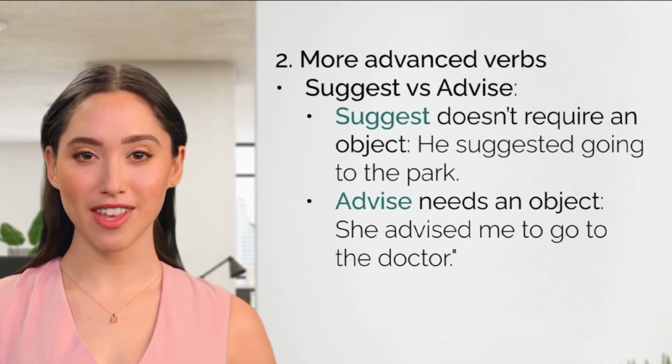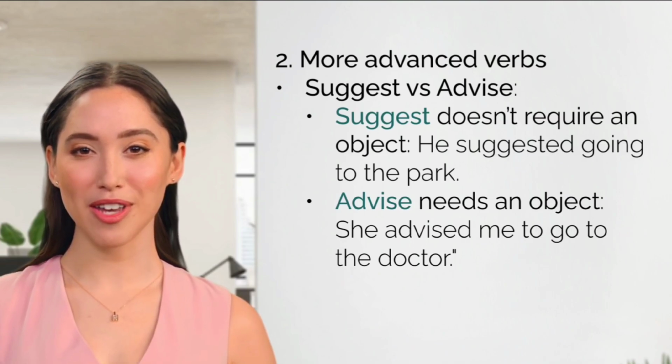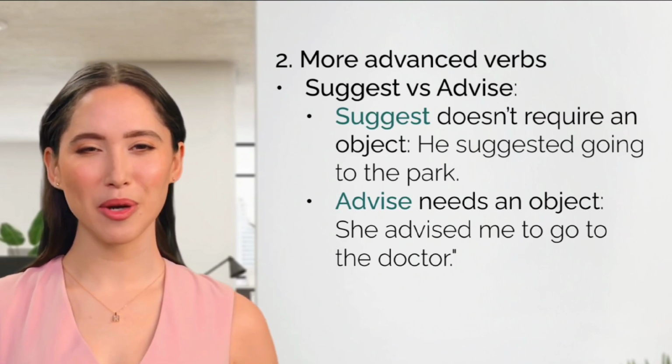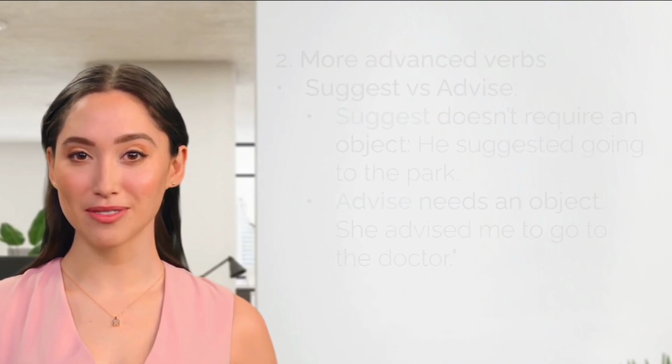2. More advanced verbs. Suggest versus advise. Suggest doesn't require an object. He suggested going to the park. Advise needs an object. She advised me to go to the doctor. The choice of verb can make your sentences more accurate and expressive, so be mindful of whether the verb needs an object or not.